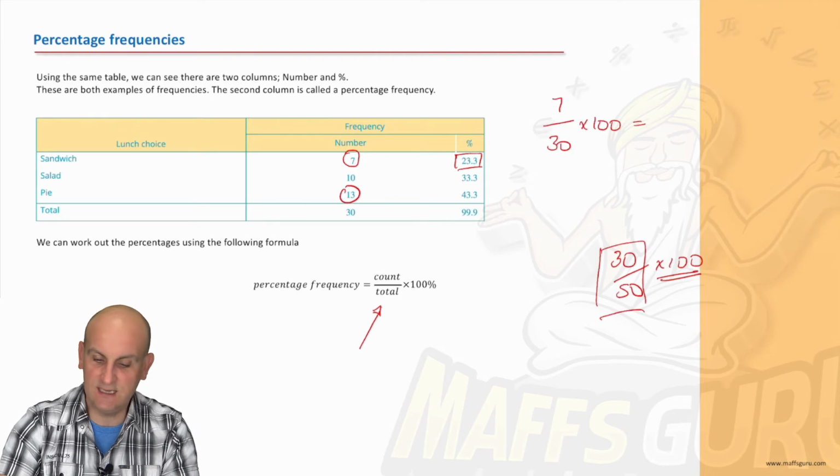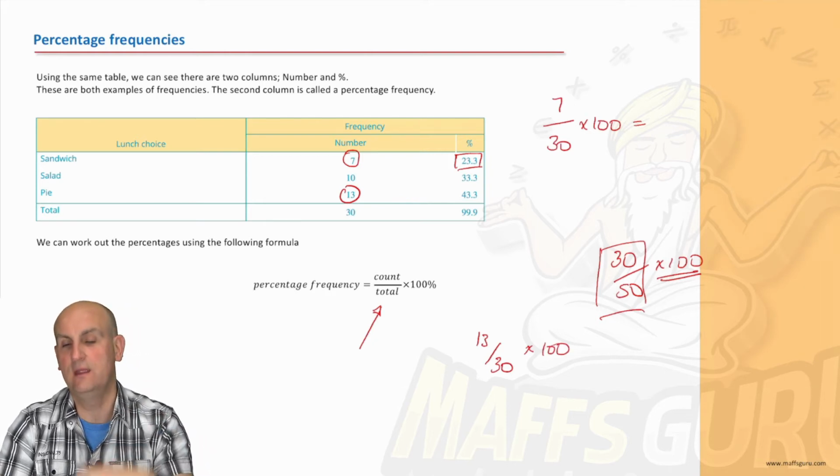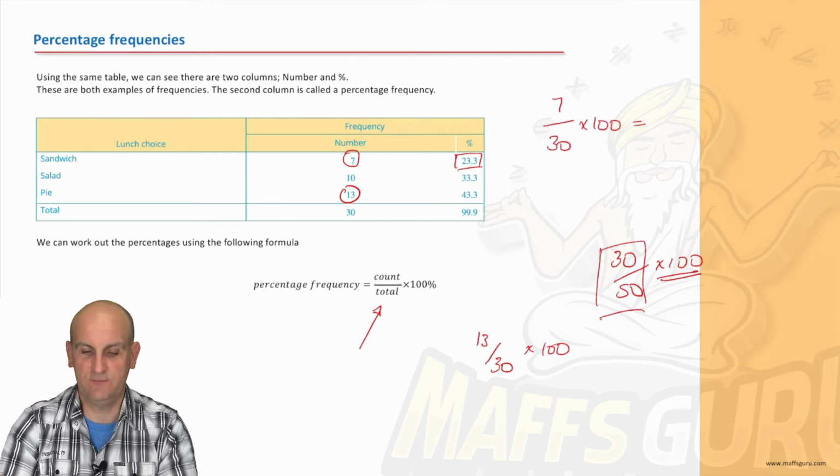Likewise, if I look at this 13, the calculation I would have done would have been 13 divided by 30 times by 100, because I've got 13 pies out of 30 people asked, times it by 100 to turn it to percent, and that would give me 43.3.